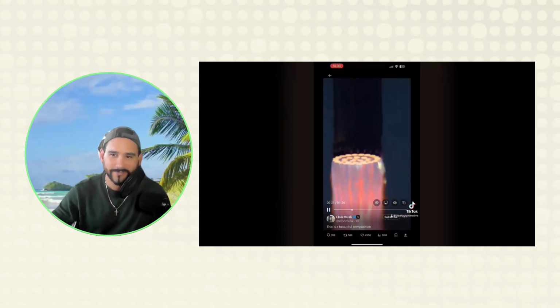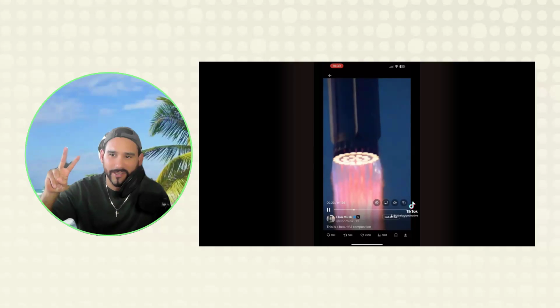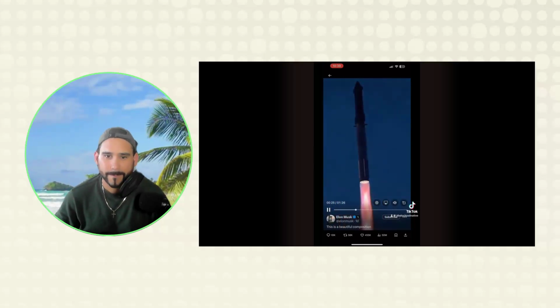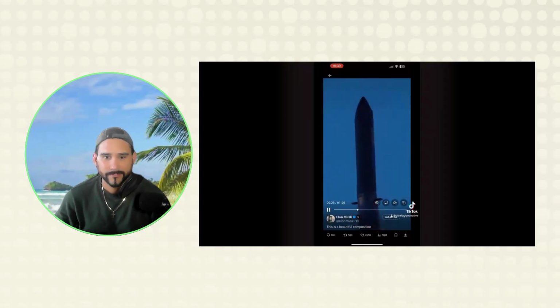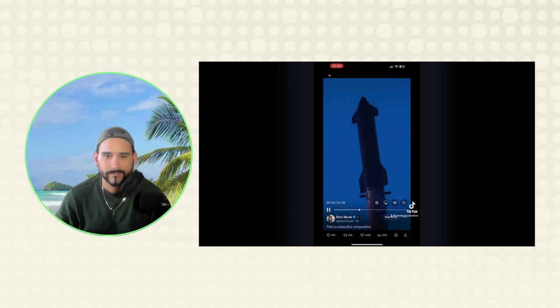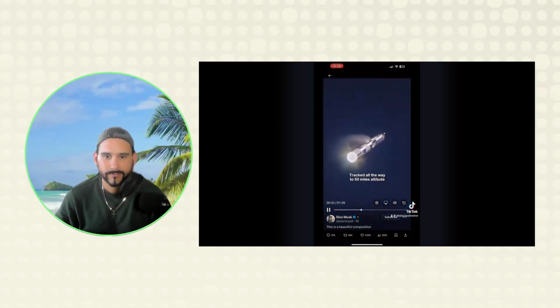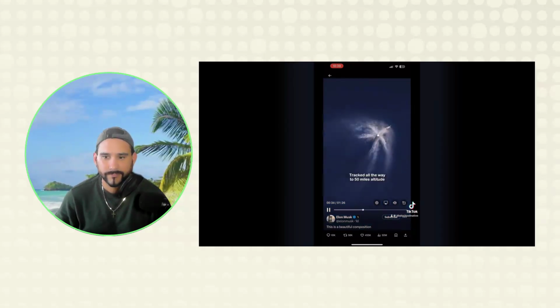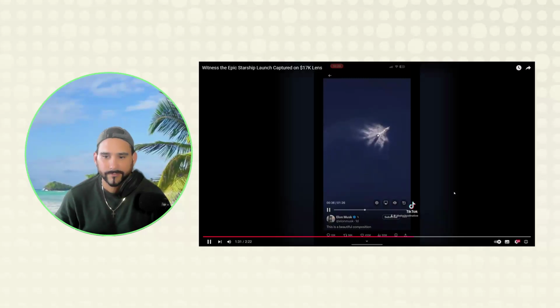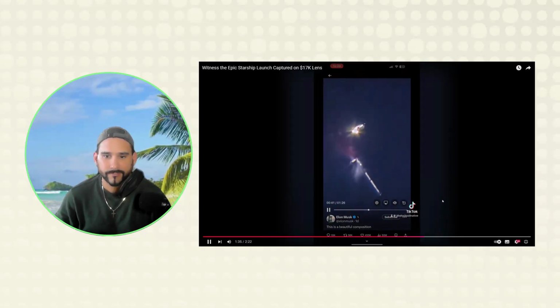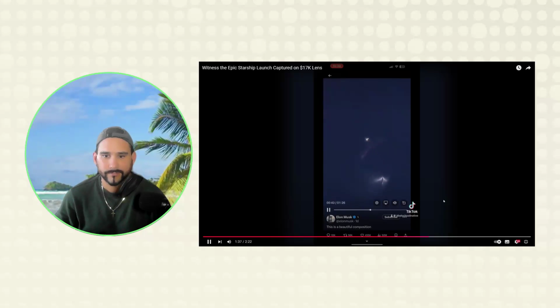The rocket that put people on the moon. This is the moment the booster separated from the Starship, allowing Starship to continue into space while the booster returned to the launch.